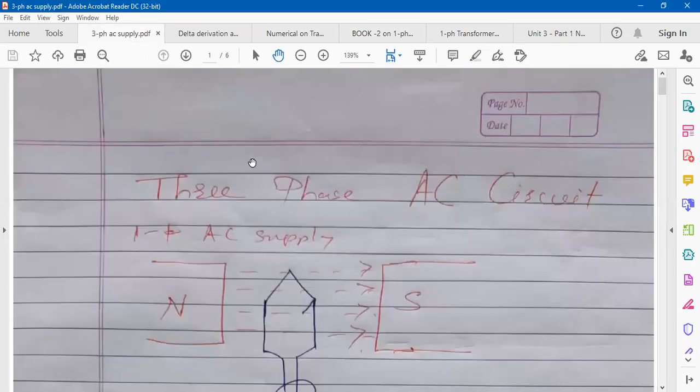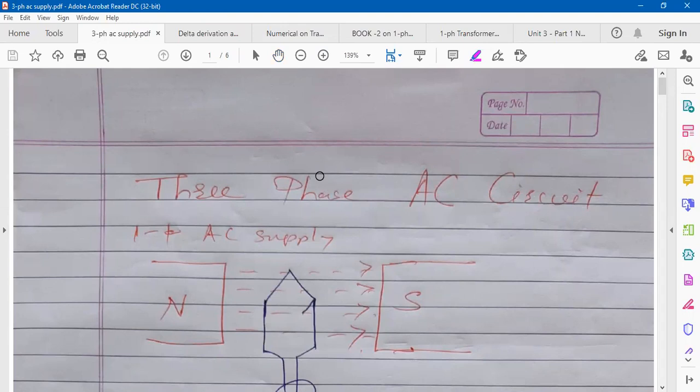So can we start with the 4th unit? Any difficulty in the 3rd unit? No, ma'am. Okay, 4th unit. The 4th unit is 3-phase AC circuit.